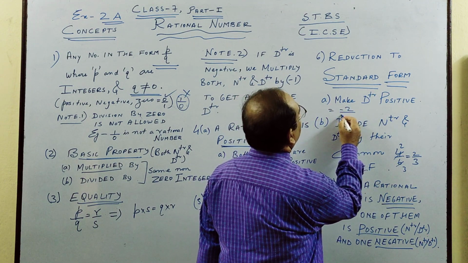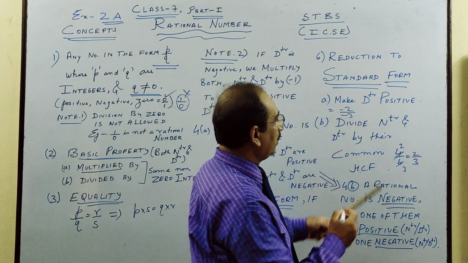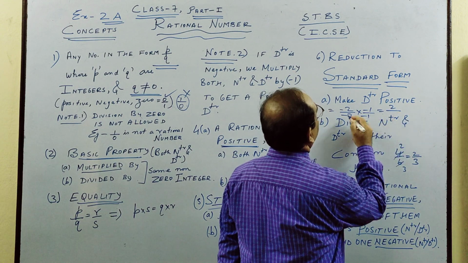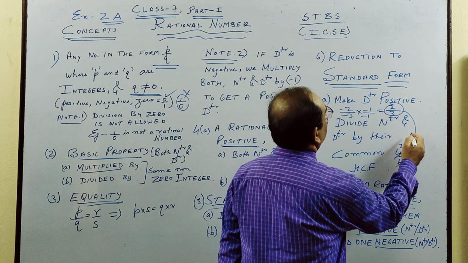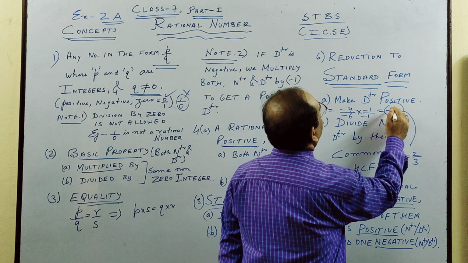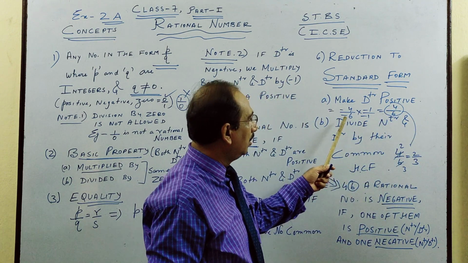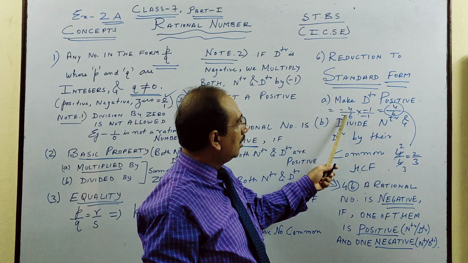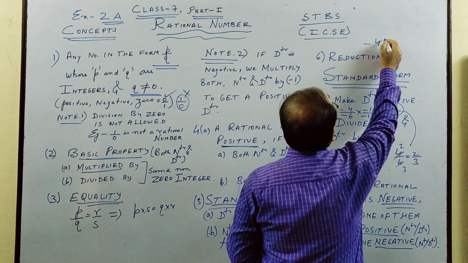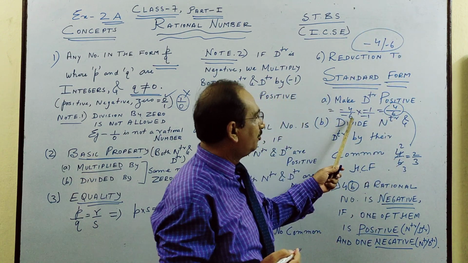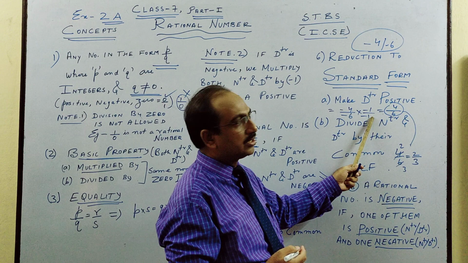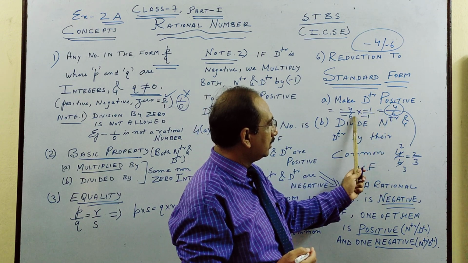So here the question was minus 2 by minus 3. The denominator was minus, so what do we do? We multiply by minus 1 each. The numerator becomes plus and the denominator also becomes plus. Better we take minus 4 by minus 6, because the same question will follow here. So if this is the question, bring minus 4 by minus 6 to standard form. First we make the denominator positive by multiplying both numerator and denominator by minus 1. This minus minus will become plus, and this will also become plus.